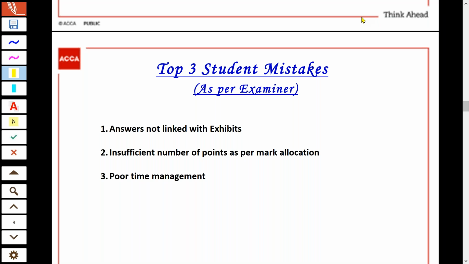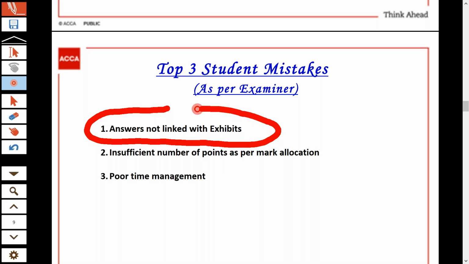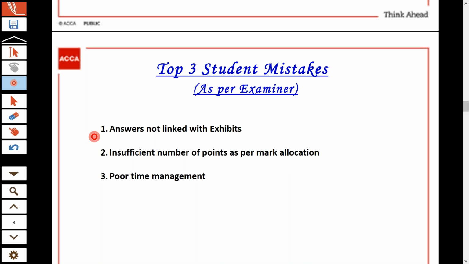Now the top 3 mistakes made by the students as per the examiner report. Number 1, our friend examiner always says that the answers are not linked with the exhibits. Please remember that if you don't link your answers with the exhibits, you will get 0. All the answers are hidden in the exhibits. There is no room for definitions, no marks for general answers, no marks for answers which are not using information from the exhibits. So you live, eat and breathe through the exhibits.